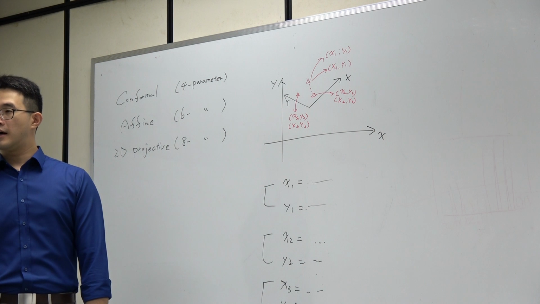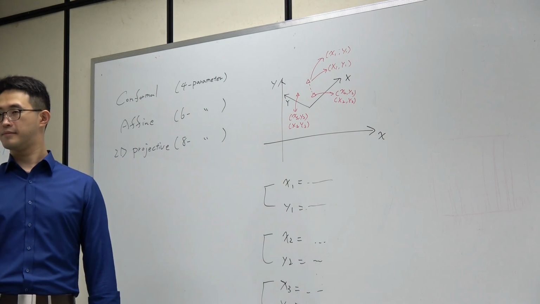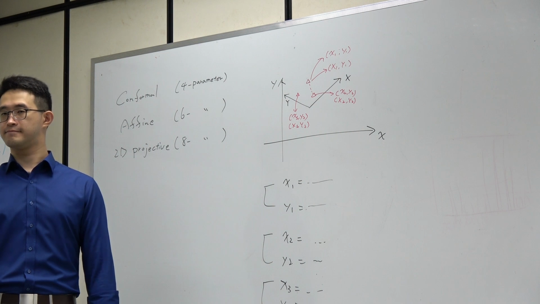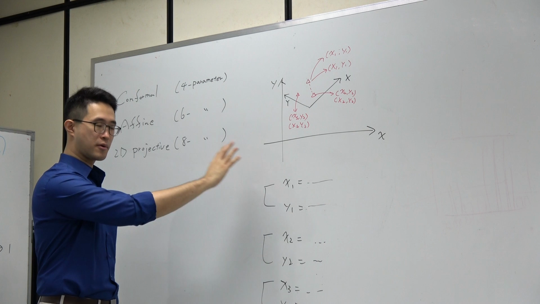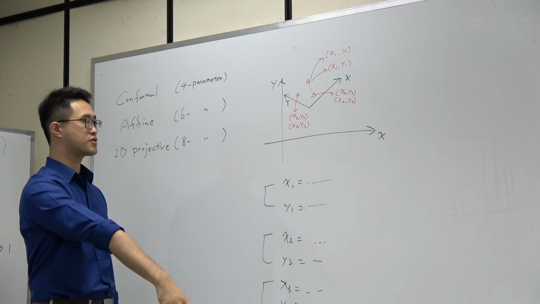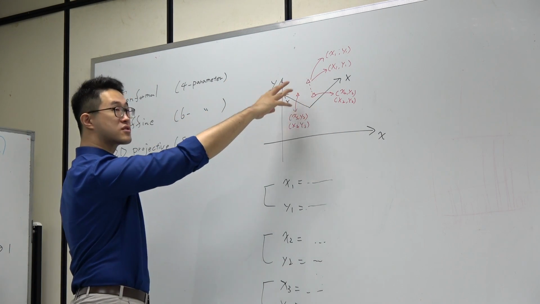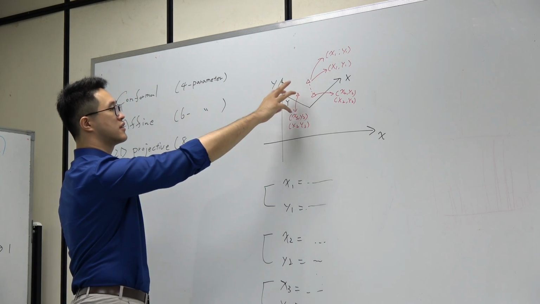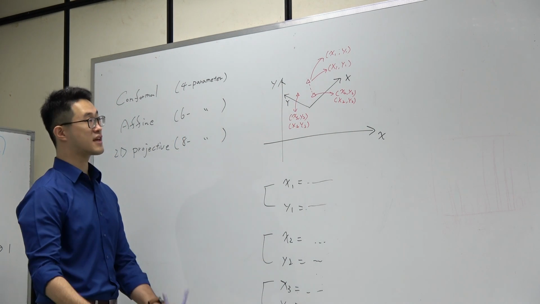Okay, are there any questions? Any question? All right. So from the mathematical point of view, of course, you need 3 control points to solve 6 unknowns. And from the geometric point of view, yes, you need 3, but these 3 cannot be collinear. Okay, so that's the case.